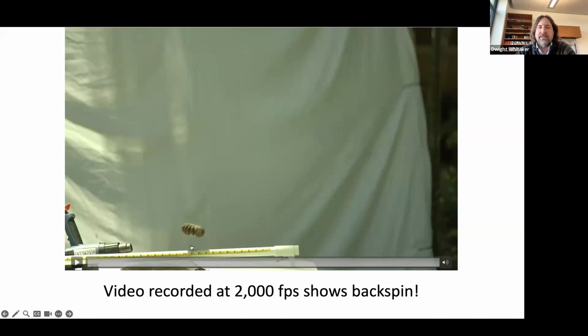So here is the fruit. The stalk is not on it, but this is oriented in the way that it would be oriented in the tree, and a heat gun, which is going to trigger this thing to explode. And I want you to watch, this is recorded at 2000 frames per second. And I want you to watch now this and tell me whether the seeds have topspin or backspin.